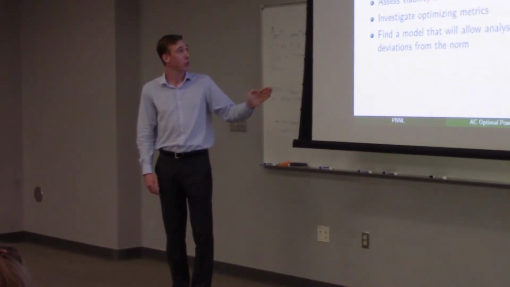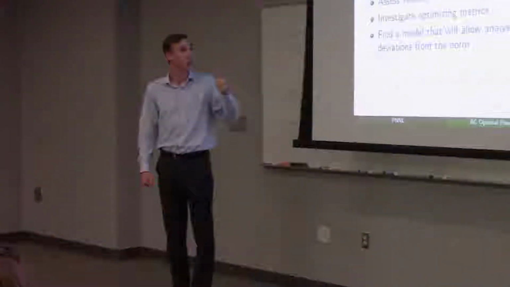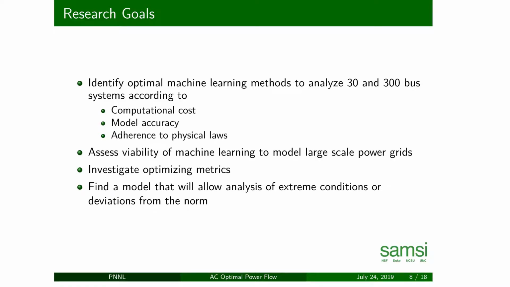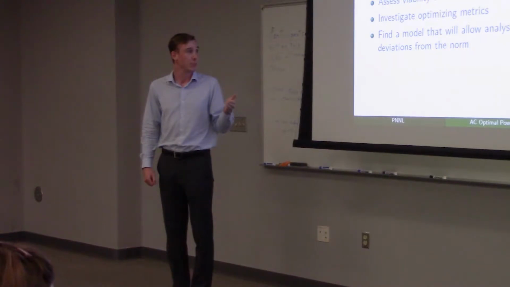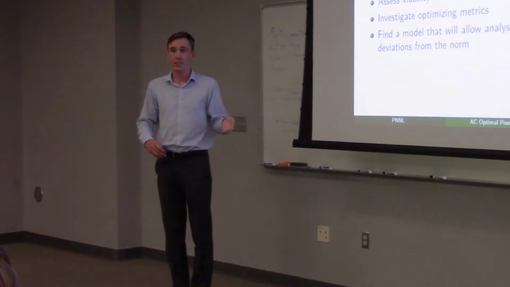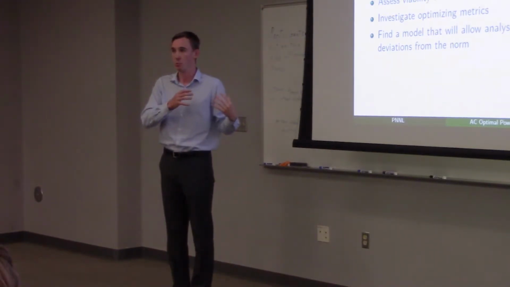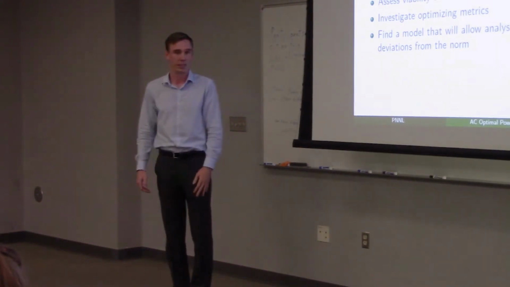So our main research goal is first to find the optimal machine learning method to model a 30 and 300 bus system, and we measure this by computational cost, model accuracy, and adherence to physical laws. And then we also want to assess the viability of machine learning to model larger scale power grids. And we want to investigate optimizing metrics and find a model that would allow analysis of extreme conditions or deviation to the norm, like a lightning strike takes out a power line. Is the same machine learning model then useful, and what is the variation compared to before that power line was taken out?